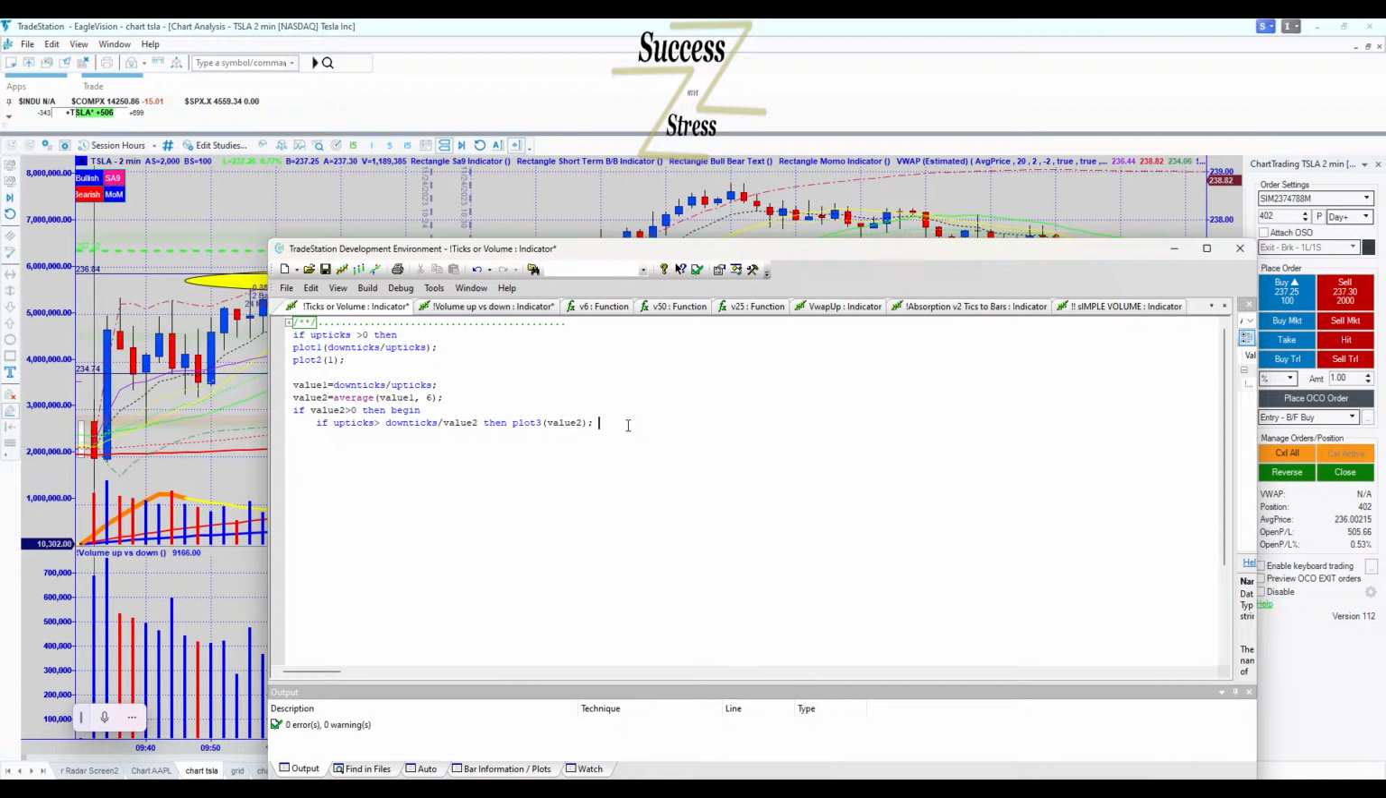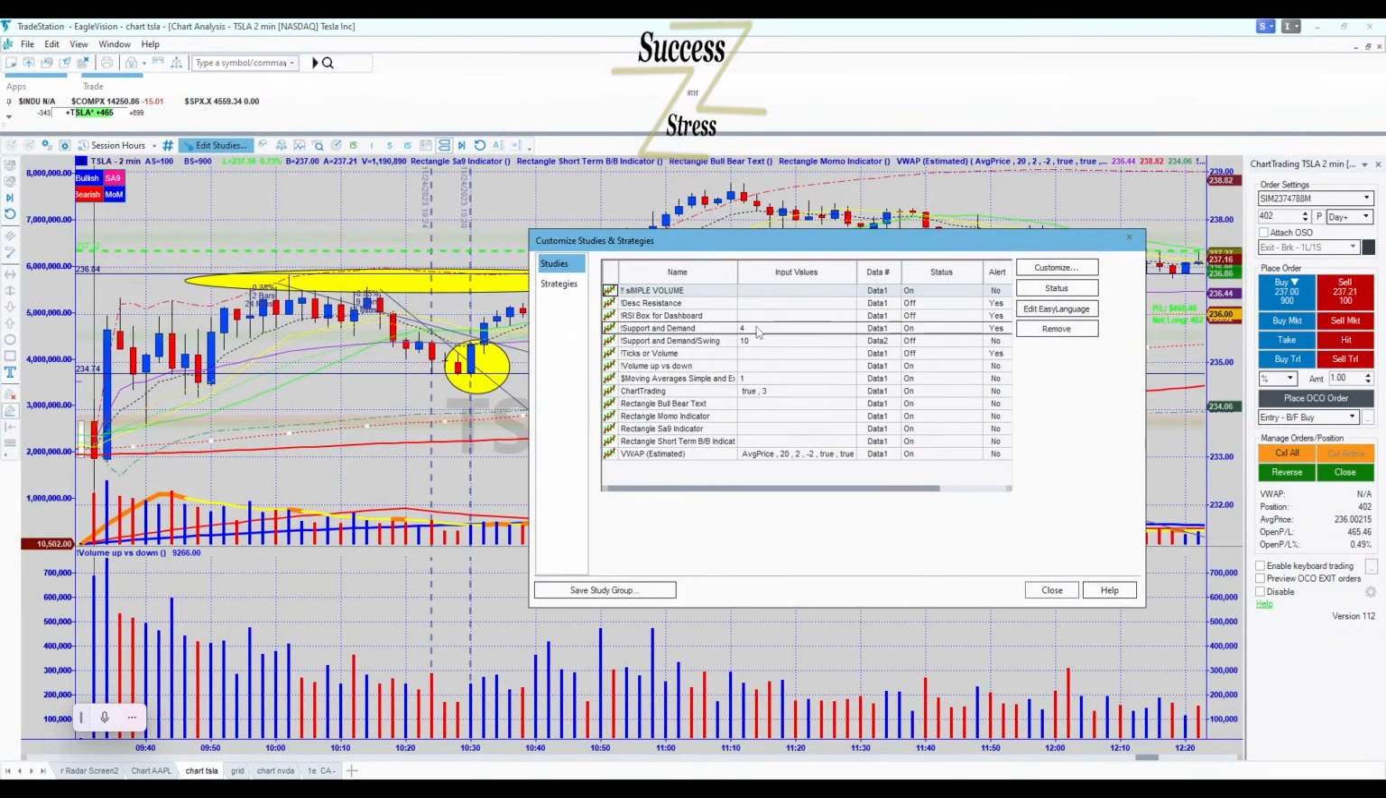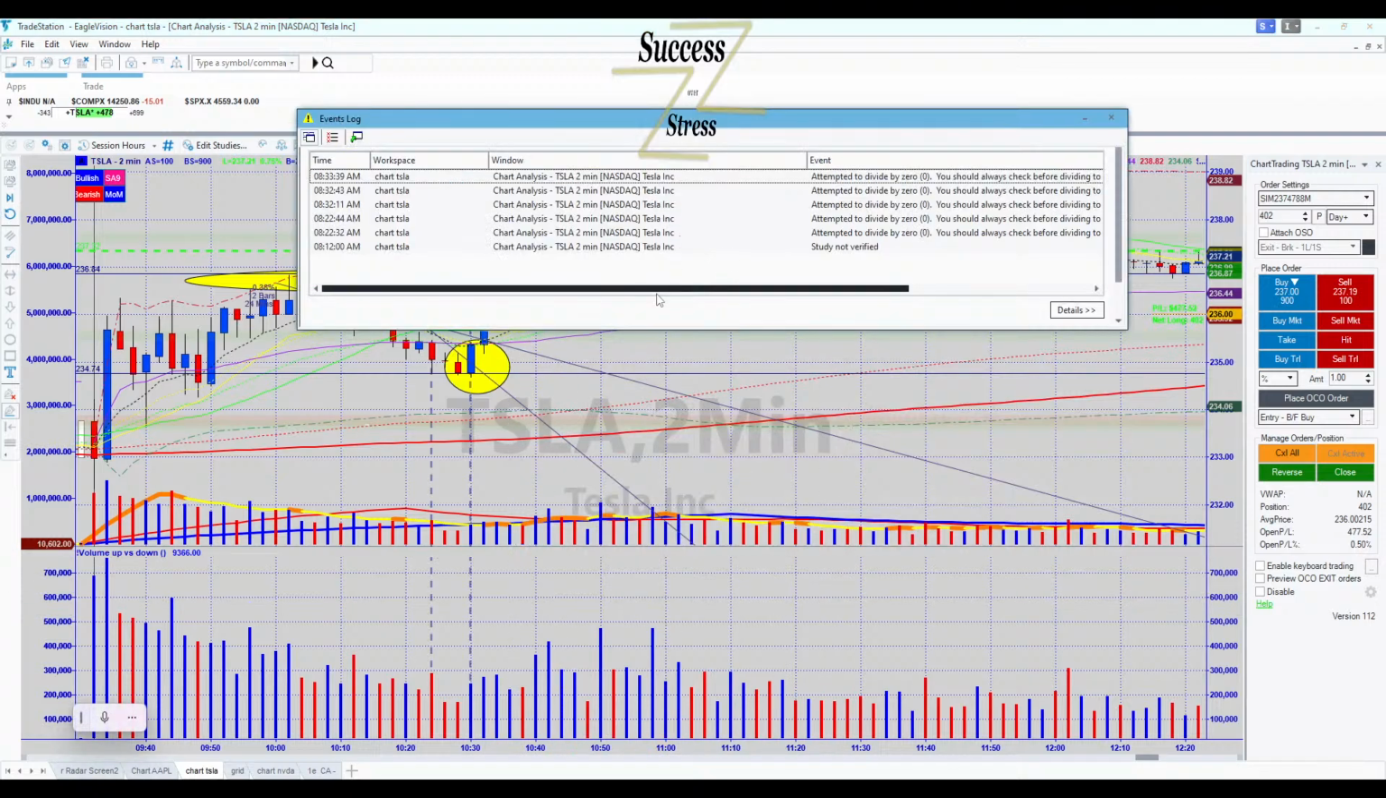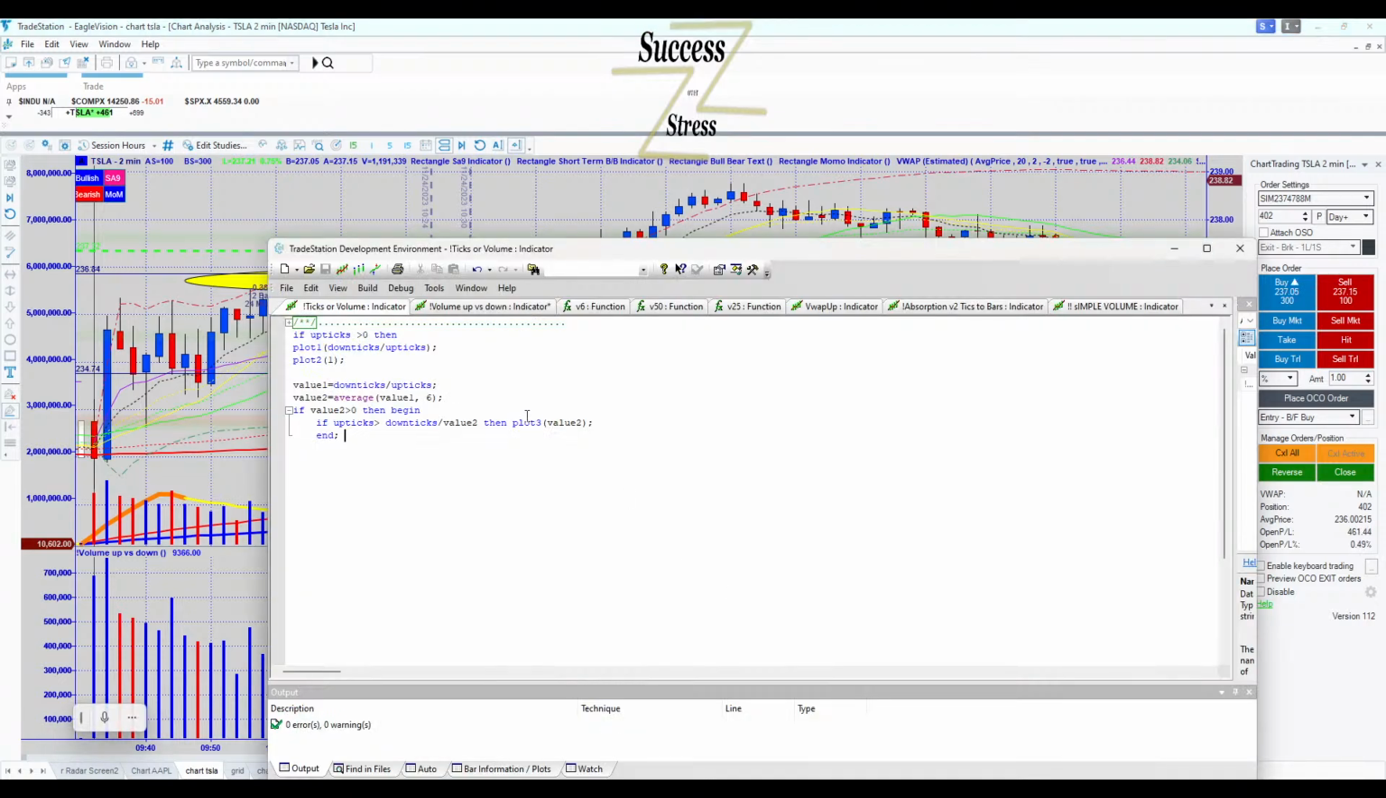Then plot value 3, end. Okay. And we still have 0 in the denominator. I imagine that we can do our average here. Let's see. If value 2 is greater than 0, then begin. If upticks. No. Yeah. Okay.